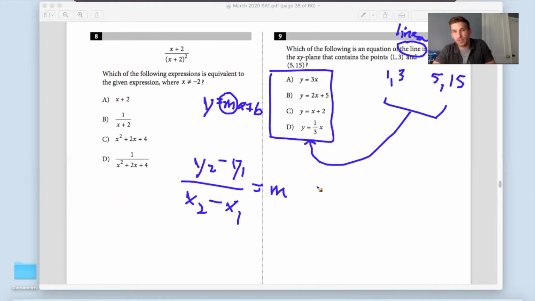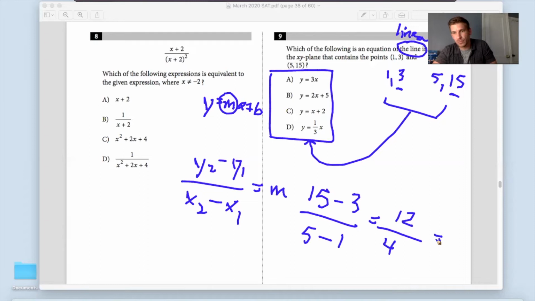So here I'm going to do 15 minus 3, right? Which is my y2 minus my y1. And then I'm going to do 5 minus 1. So this is going to be 12 over 4, which will give me 3 over 1. So the only one with a possible slope of 3 is A, right? So that works. So A is going to be my answer.